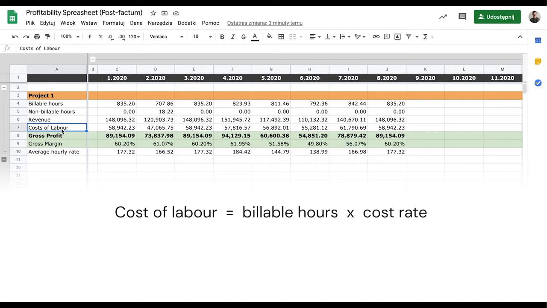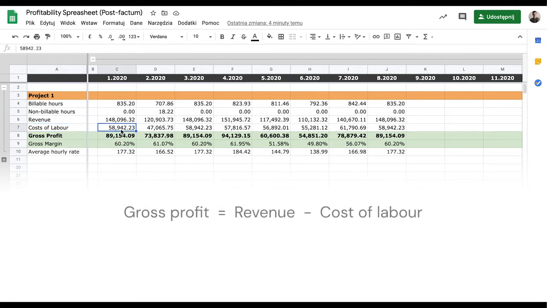Having my revenue and cost of labor in place helps me calculate the gross profit. I just subtract cost of labor from revenue and I know how much money I've made, the gross profit on the project in a given month.